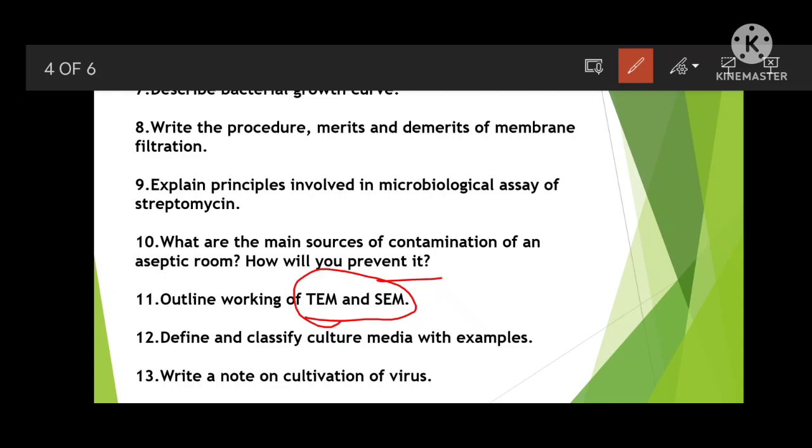Then define and classify culture media with examples. Write a note on cultivation of virus. I have told you, if they are not asking it for 10 marks, then definitely they will ask it here. There is a chance of both questions being asked, one is replication and one is cultivation, so be perfect in both.